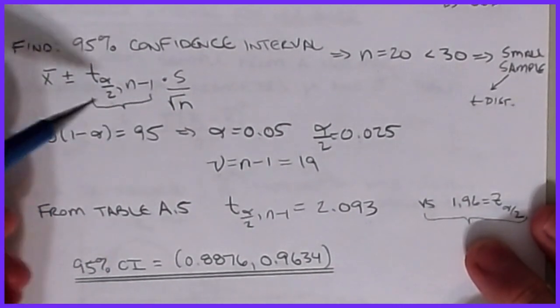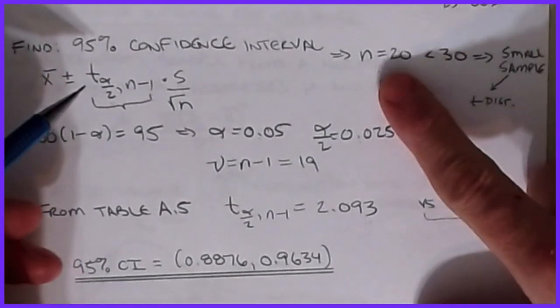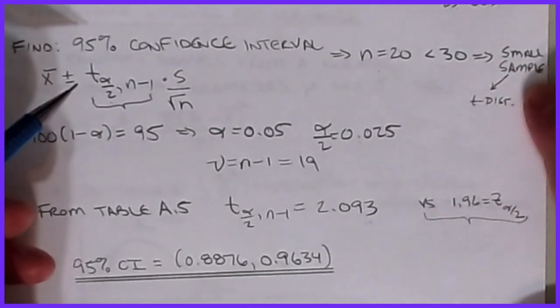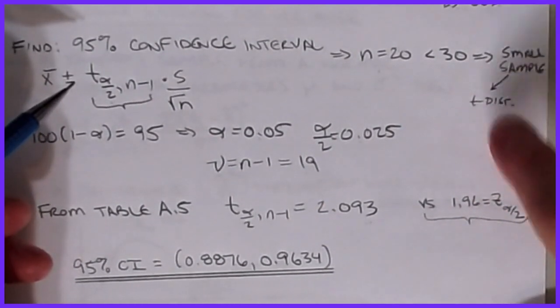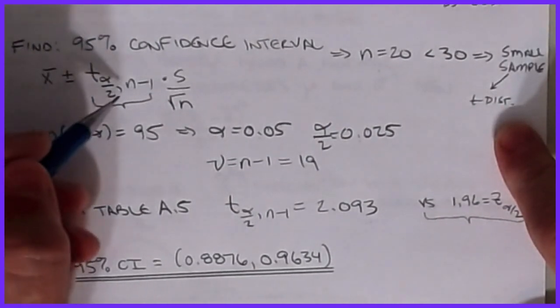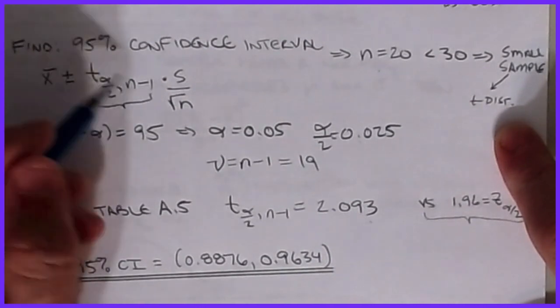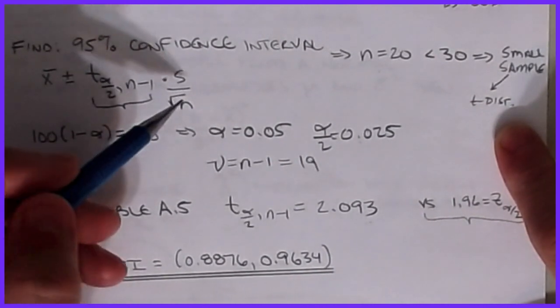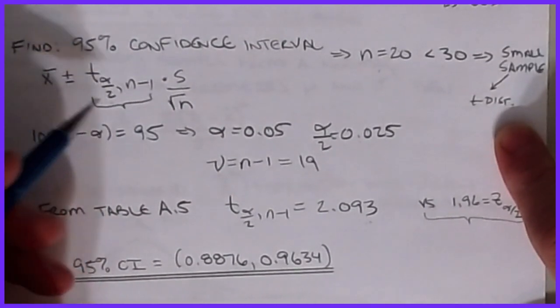And in case you haven't seen the previous video, this is where it's coming from. N is 20, that's less than 30, so we're going to do a small sample. A small sample tells me we're in the t distribution as opposed to the normal. We're going to go x bar plus or minus t alpha over 2, n-1. That's my statistic from the student t table, and then multiplied by s over the square root of n. So you've seen that one before.